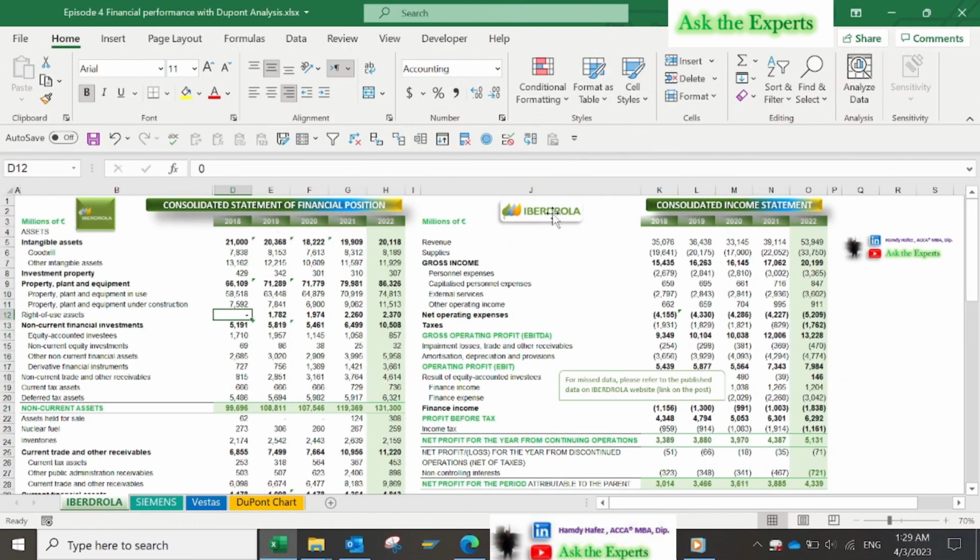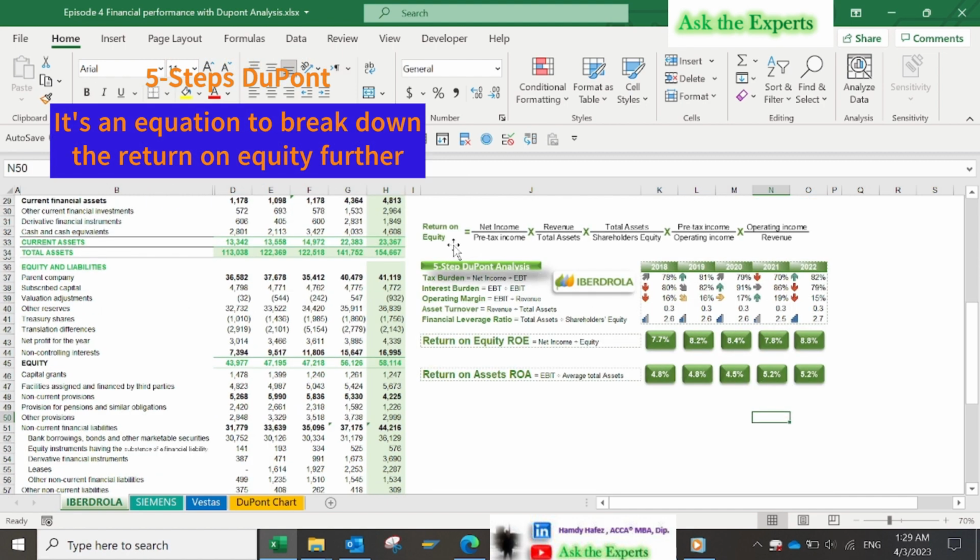Now, let us start with our first case study of IBERDROLA. On the left is the 5 years consolidated statement of financial position, and on the right, the consolidated income statement for the same company. Now, let's apply the first method of the 5 steps DuPont analysis.